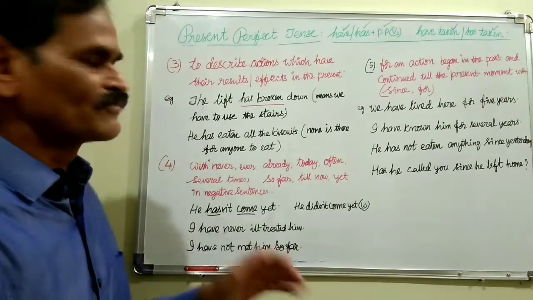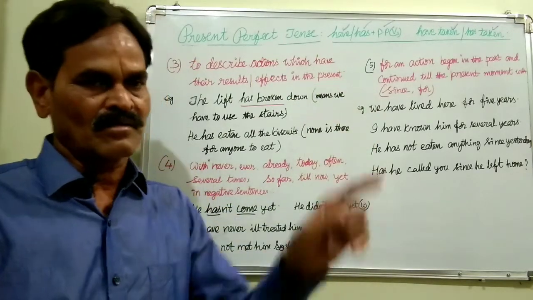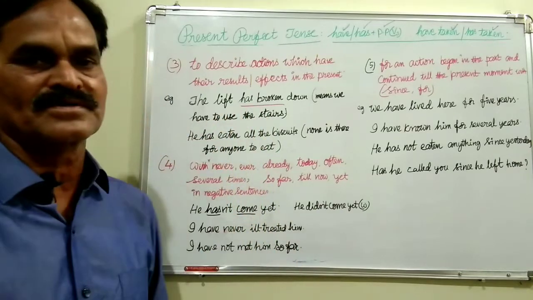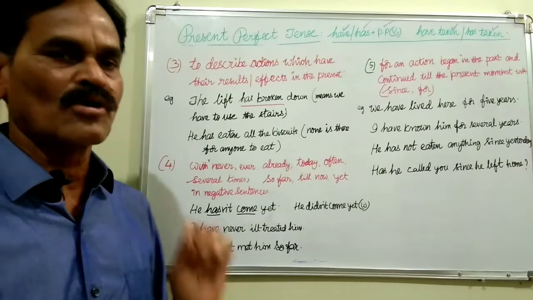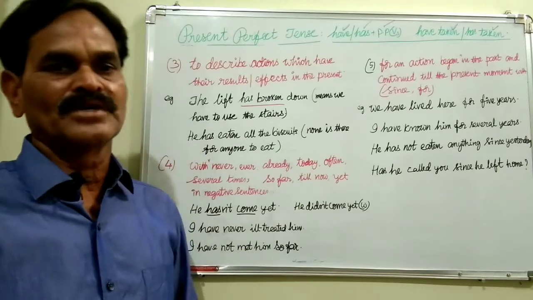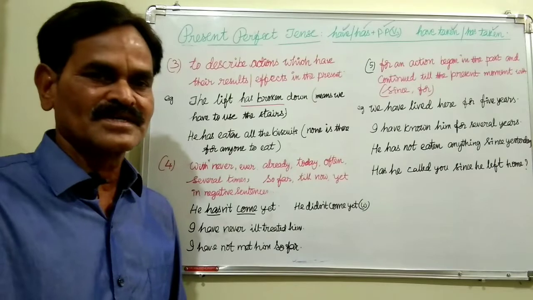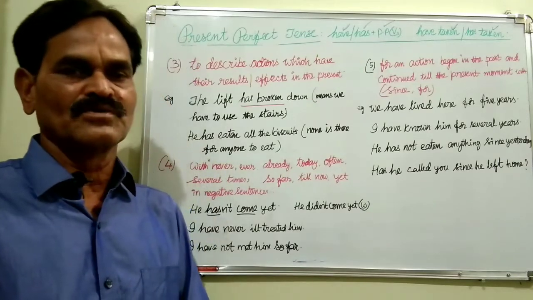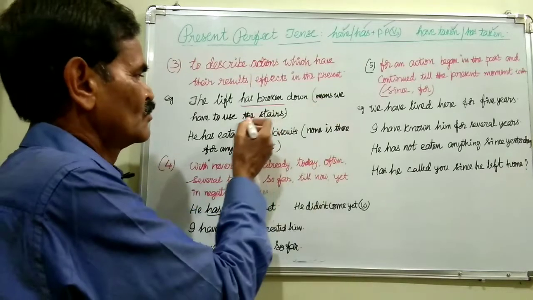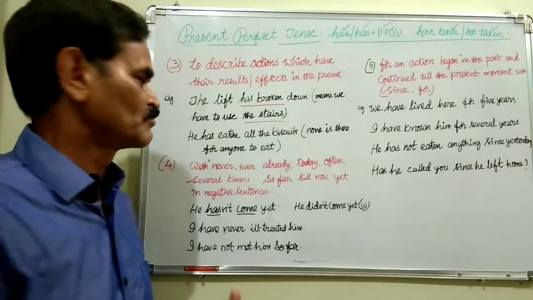If we say the lift broke down, that means it broke down earlier, now it is functioning. If we use simple past tense, that means it failed earlier, now it is functioning. But if we say the lift has broken down, what is the result? We are forced to use the staircase. So still it is not functioning and we have to use the staircase. That is the difference between present perfect tense and simple past tense.